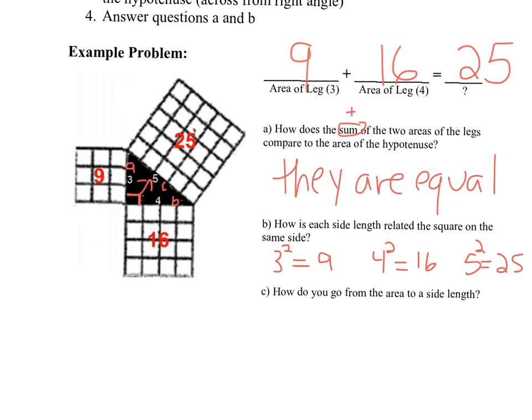Then it says, how do you go from the area down to the side length? So how could I turn a 9 back into a 3? Well, that's what we talked about yesterday, doing the square root. The square root of 9 is 3. And we'll do it again. The square root of 16 would take you back to the side length 4. The square root of 25 would take you back to the side length of 5.